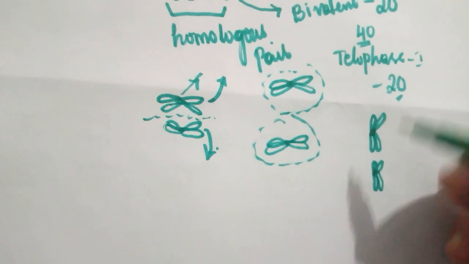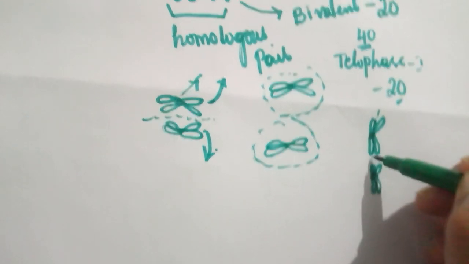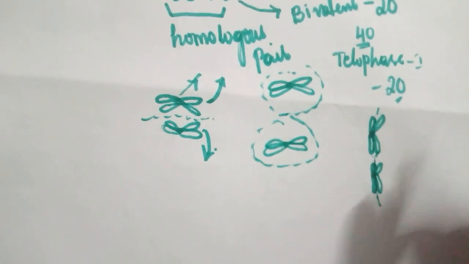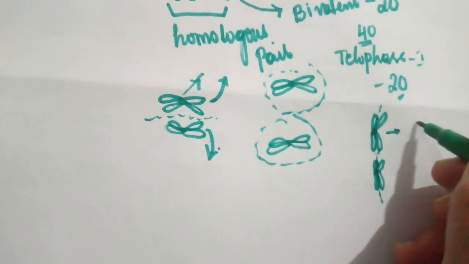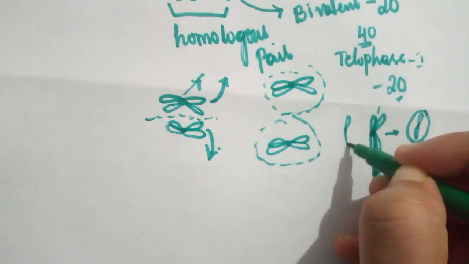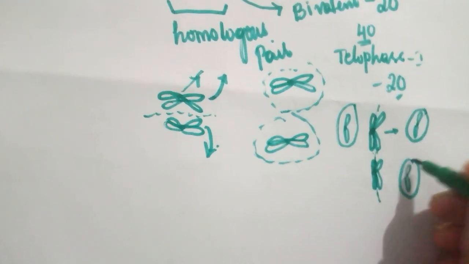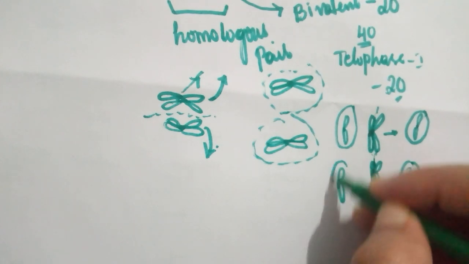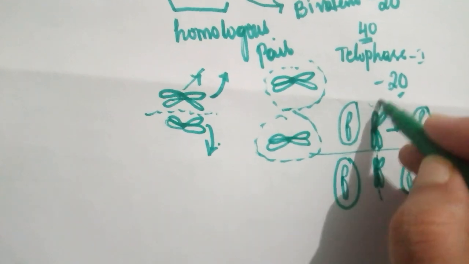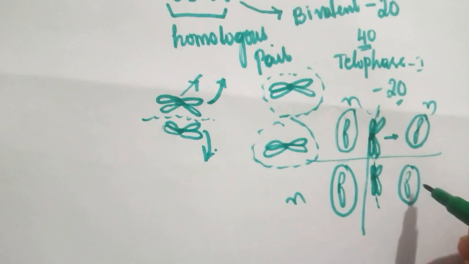this is one cell and this is one cell, correct? Now in anaphase 2, chromatids will split. When chromatids are splitting, each nucleus will be getting how many chromosomes? Each nucleus will be getting 1 chromosome, correct? Yes. Now this is how a tetrad is formed. This is haploid, this is haploid, this is haploid, and this is haploid, correct?